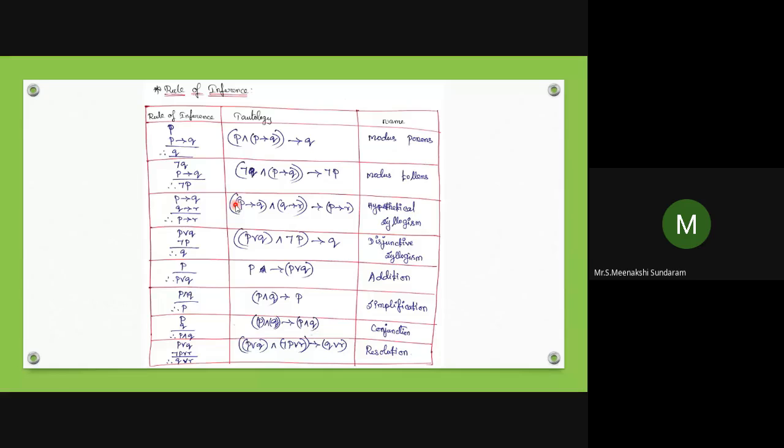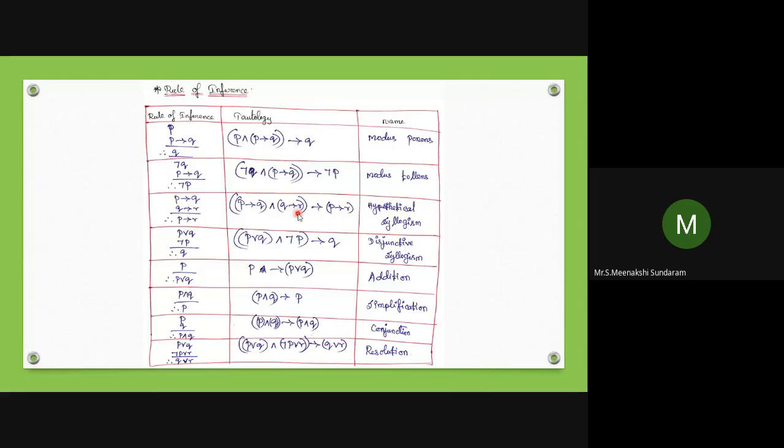And the very most important one, syllogism: P tends to Q and Q tends to R, or P tends to Q, comma Q tends to R. That's why I can write P to R. That is a hypothetical syllogism. P tends to Q and Q tends to R, we can write the conclusion as P tends to R.